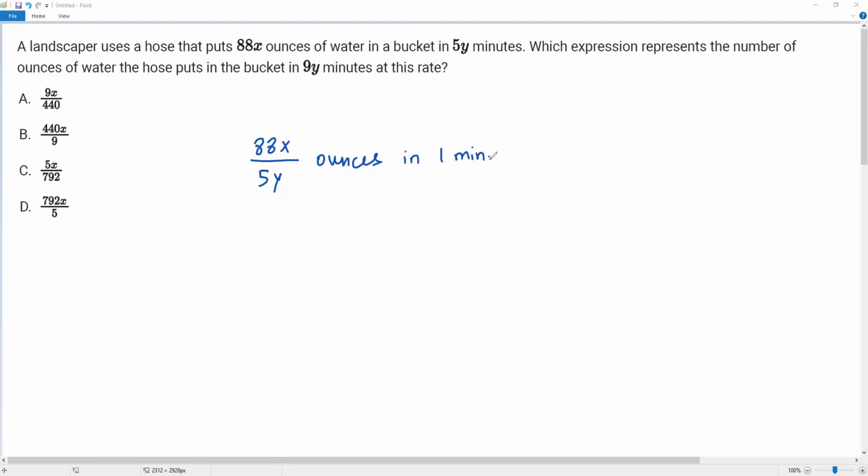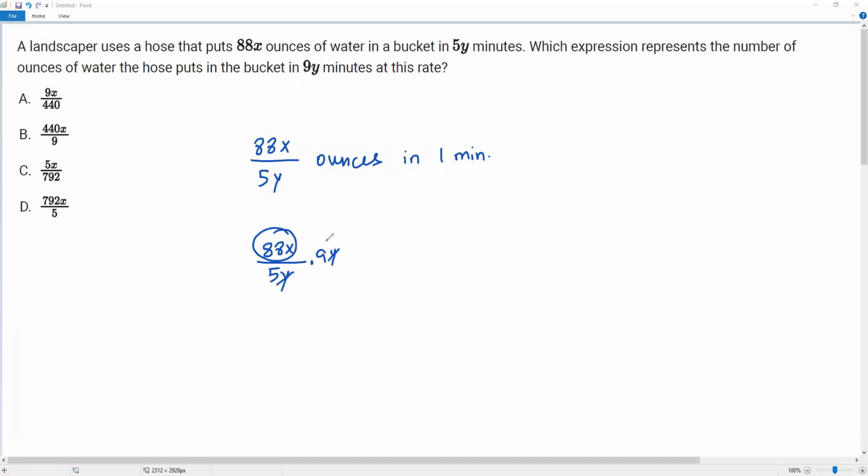Our aim is to find the number of ounces of water the hose puts in the bucket in 9y minutes. For that, we have to multiply the number of ounces of water the hose puts in the bucket in 1 minute by the given time, 9y minutes. Okay, let me multiply 88x over 5y times 9y. This y will cancel out.